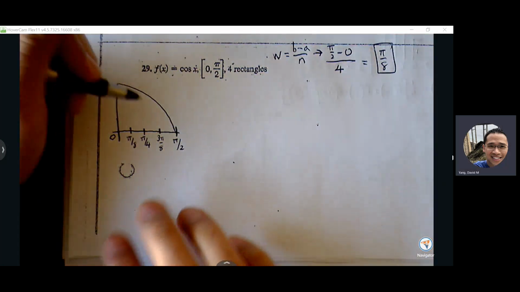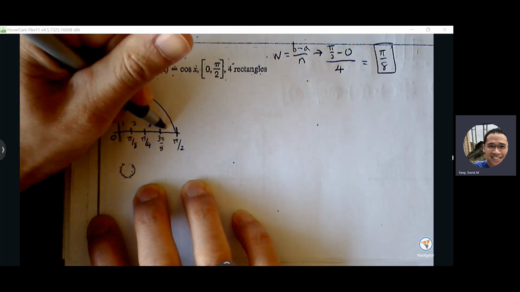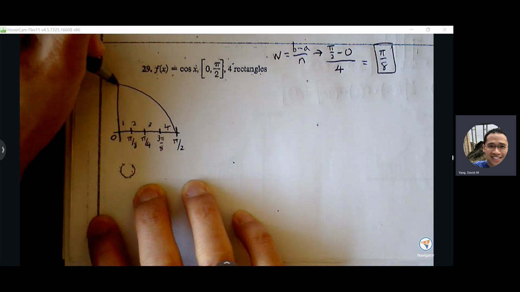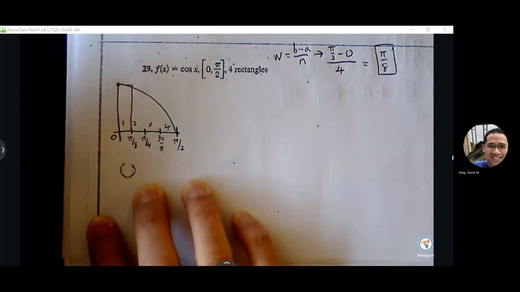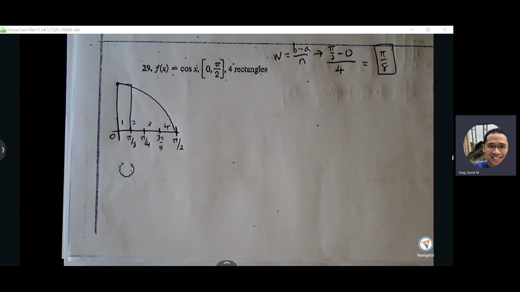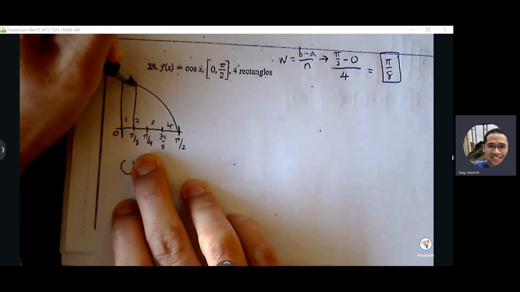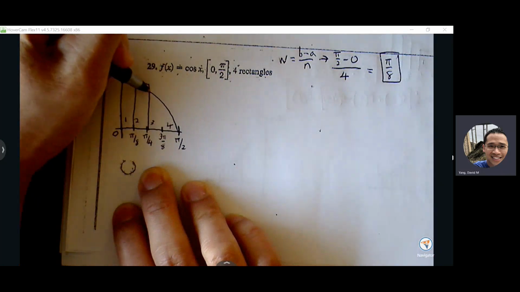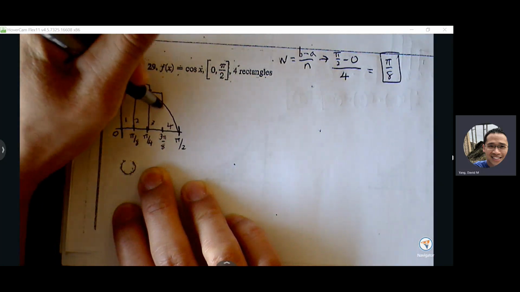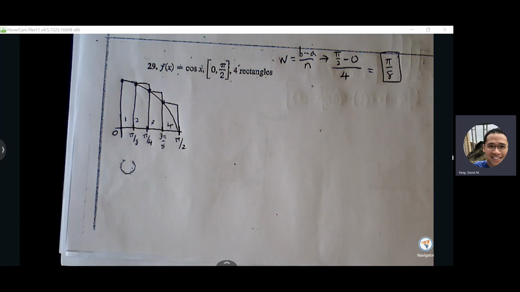If I want to do left-handed rectangles, within each subinterval I want to choose the left endpoint to attach to the curve. So I'm going to start at f of 0, which will represent the height of my first rectangle. For the second rectangle, I choose pi over 8 to represent my height. Third rectangle, pi over 4. And the fourth rectangle, 3 pi over 8.